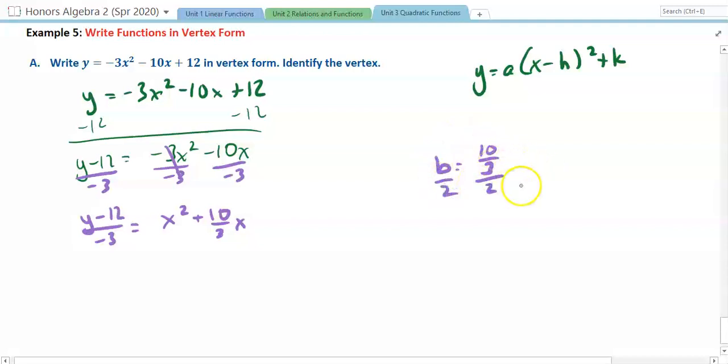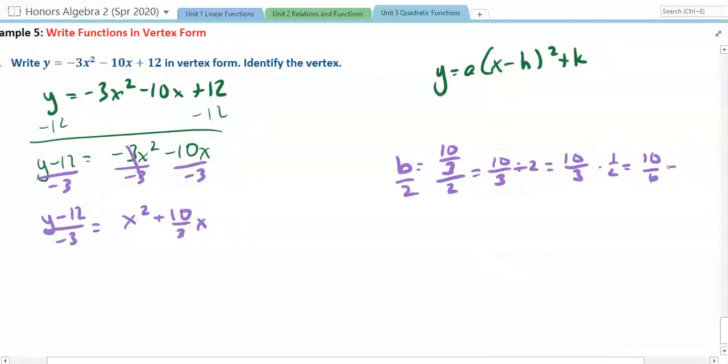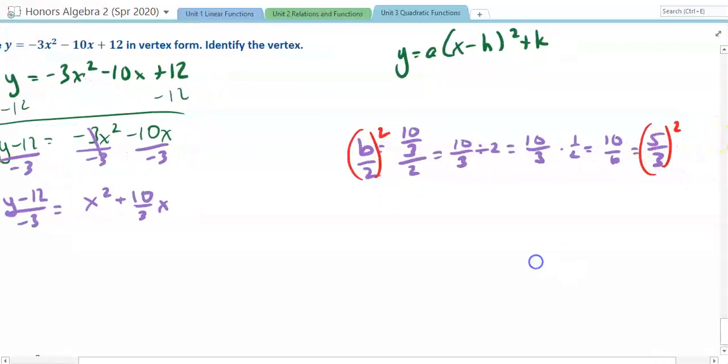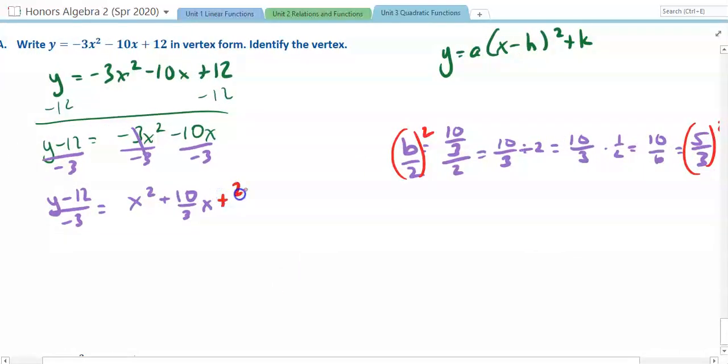Remember, we're going to divide that by 2, so 10 thirds divided by 2 is equal to 10 thirds times a half, so that's 10 sixths, which is equal to 5 thirds. And so now we're going to square this, and we get 25 over 9. So I'm going to add 25 over 9 to both sides of this equation, because remember, what you do to one side, you have to do to the other. And so I'm going to take this before we squared it: x plus the 5 thirds squared.